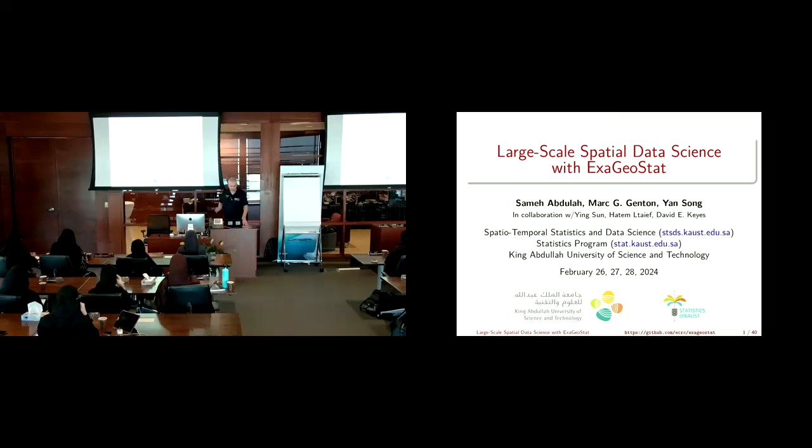So in the title, there are basically 3 things. There's spatial data science, and I will tell you today a bit what this is about. There's the word large scale, so we're going to be working with very big data sets. So that's the meaning of large scale. And ExaGeoStat is a software that we've been developing here at KAUST for the past 8 years. It stands for Exascale Geostatistics. So it's geostatistics or spatial data science for very large data sets. And I will tell you more also about the software during this short course.